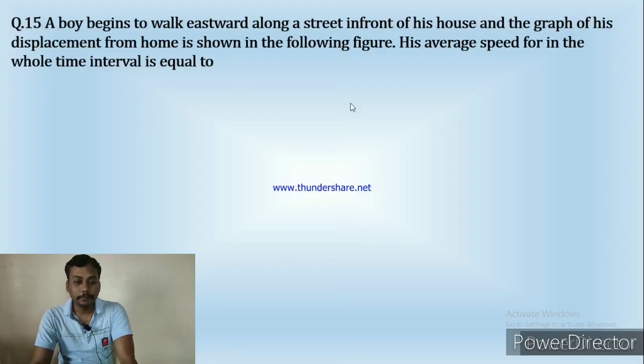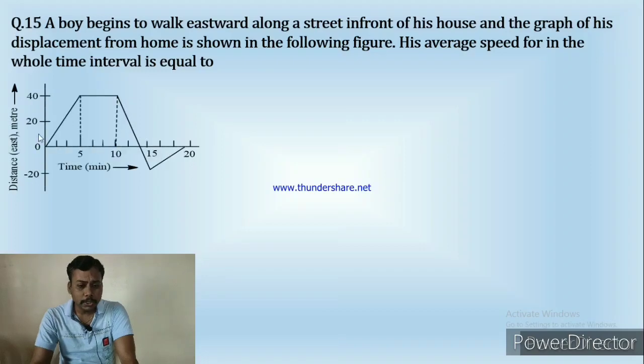Repeat the question. A boy begins to walk eastward along a street in front of his house, and the graph of his displacement from home is shown in the following figure. His average speed for the whole time interval is equal to. So this is the graph here. This boy starts his journey from in front of his house, and this is the displacement here.